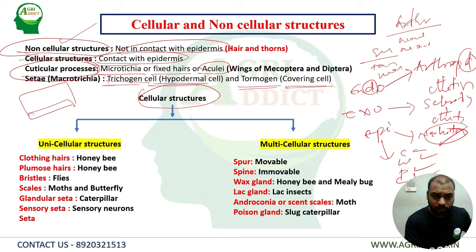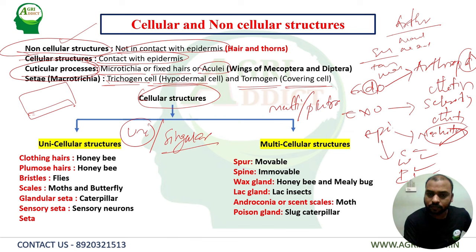Okay, unicellular. Uni means one. Cellular means cells, so only one cell will be there, that is unicellular. Multicellular means many cells are there. So you remember by one thing: uni means one only, that means you can say singular. Multi means more, that means we can say plural. Singular means S will come, plural means P will come. So wherever the S is there, that is called unicellular structures.